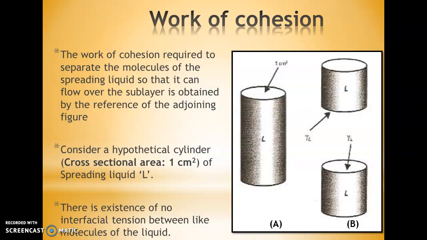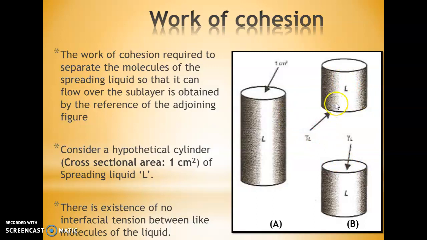Then similarly we can think of an experiment for studying the work of cohesion. Now consider again a hypothetical cylinder of a cross-sectional area 1 cm square consisting of only a spreading liquid L. Here no sublayer liquid S is present, so only one liquid is present, and hence there is no interfacial tension. When this cylinder is broken into two halves, it will again result in the formation of two new surfaces with their corresponding tensions and with no change in the area increment.